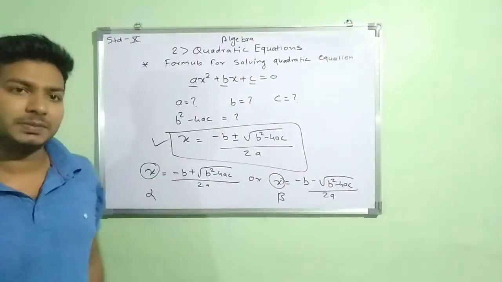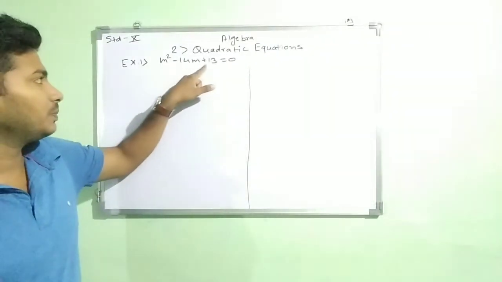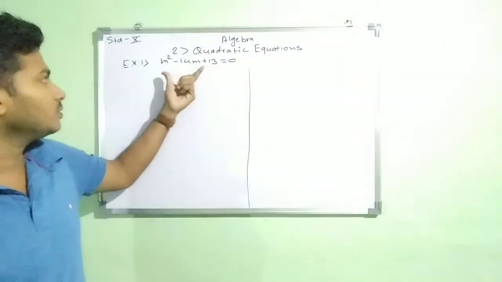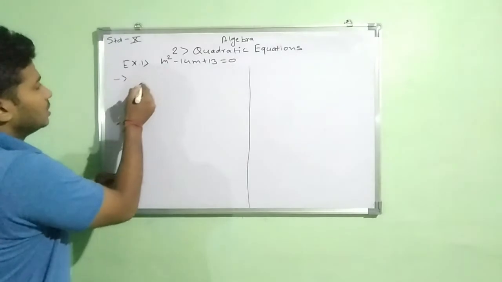Now we will see some examples. So this is our example number 1: m square minus 14m plus 13 is equal to 0. We have to solve this example by using the formula method.